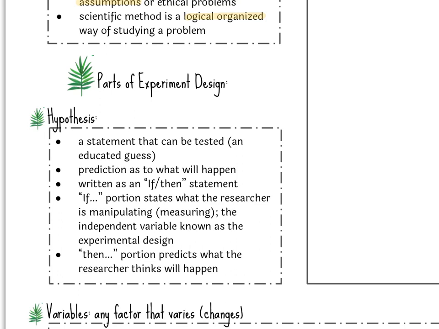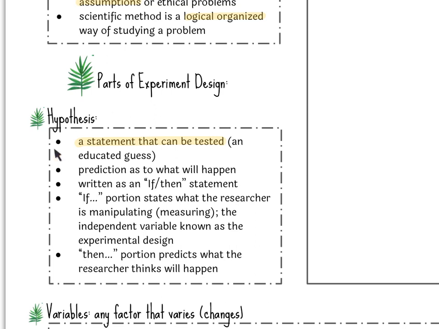So the hypothesis is a statement that can be tested. It's a statement that can be tested, and here it's an educated guess. So you're not expected to know what is going to happen, because why are you running the experiment if you already know it's going to happen? In an experiment, you're running it to figure out things that you don't already know.